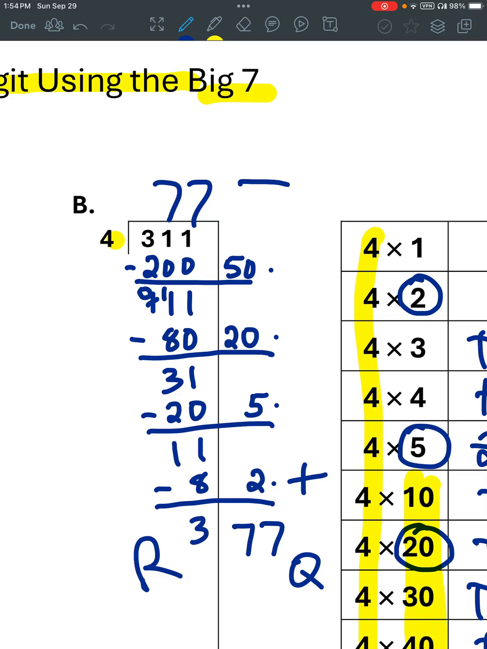My remainder was 3, but this time I needed 4 to make a whole group. So my answer is 77 and 3/4.